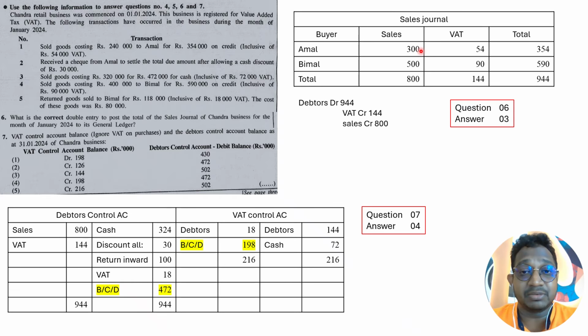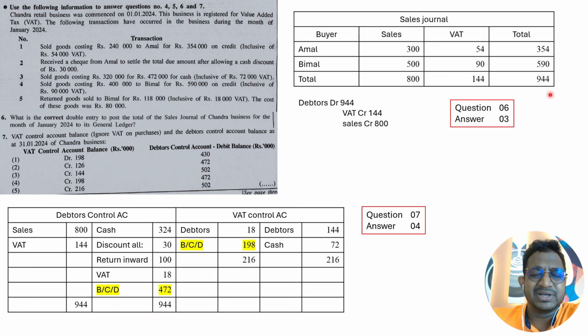You cannot waste too much time doing these types of workings. So if you have the format in your mind, then do the calculation through your calculator and get the answer, right? So here the total debtors is 944.